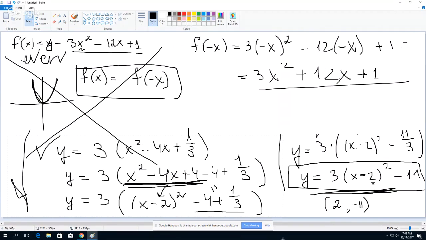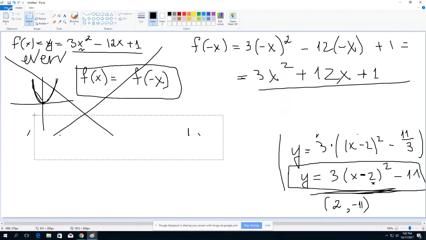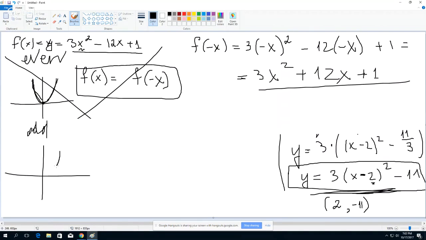Now let's figure out what an odd function means. Here we have one half of the graph. It should be first reflected over the x-axis and then reflected over the y-axis. So it should be something like that. The formula for that is minus f of x equals f of minus x.